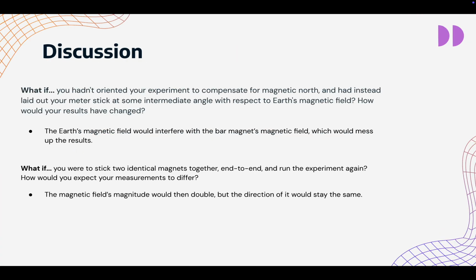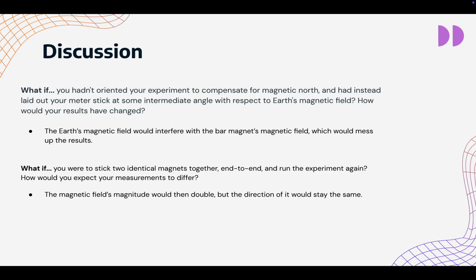The discussion. What if you hadn't oriented your experiment to compensate for magnetic north and had instead laid out your meter stick at some intermediate angle with respect to Earth's magnetic field? How would your results have changed? The Earth's magnetic field would interfere with the bar magnet's magnetic field, which would mess up the results.